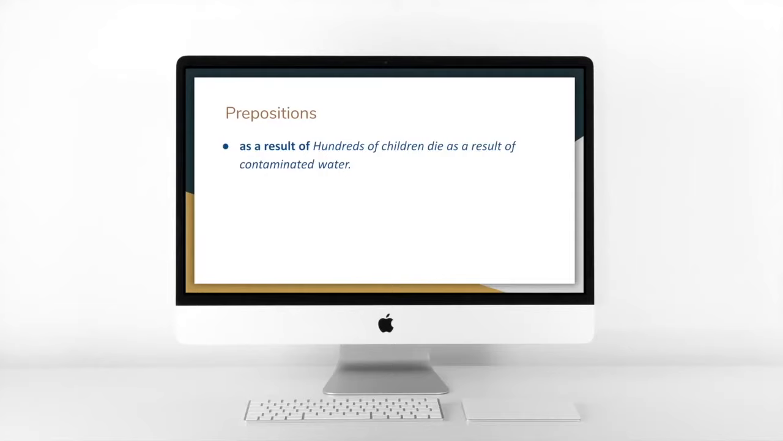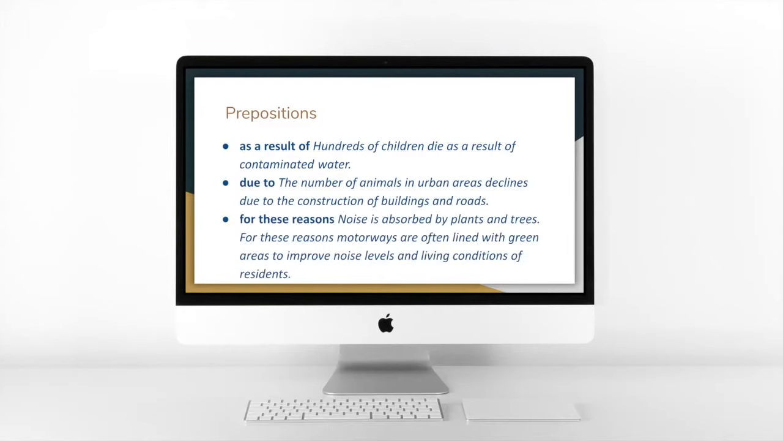Hundreds of children die as a result of contaminated water. The number of animals in urban areas declines due to the construction of buildings and roads. Noise is absorbed by plants and trees. For these reasons, motorways are often lined with green areas to improve noise levels and living conditions of residents.